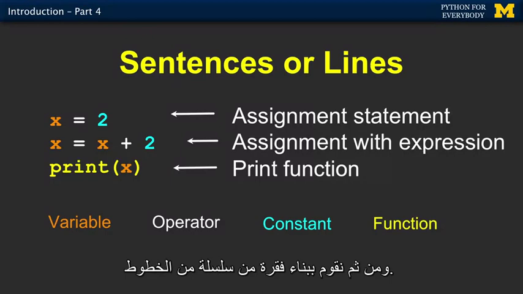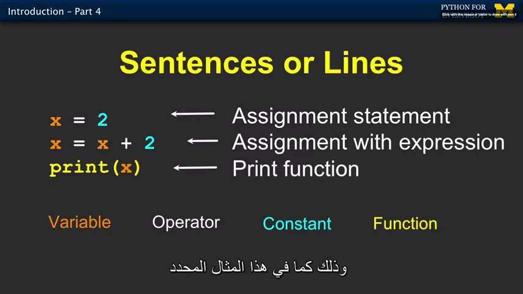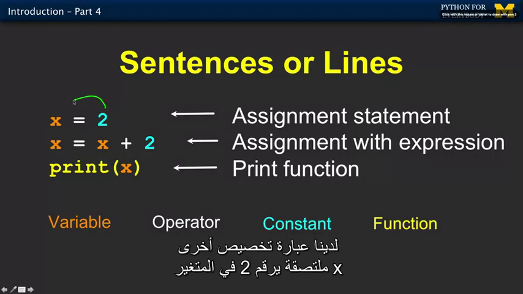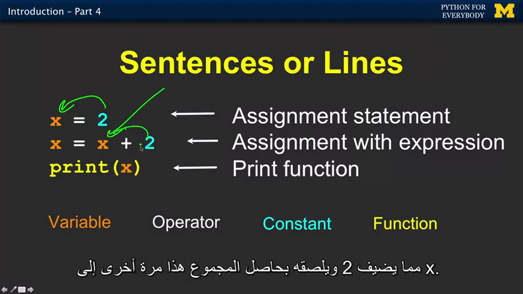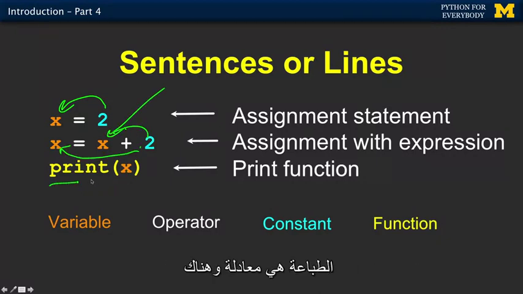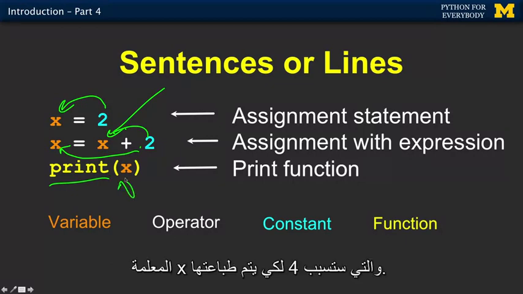And then we construct a paragraph out of a series of lines. And so in this particular example, we have another assignment statement that's sticking the number 2 into the variable x, retrieving that 2 back in, adding 2 to it, and sticking that sum back into x. Print is a function, and there is a parameter x, and that's going to cause 4 to be printed out.